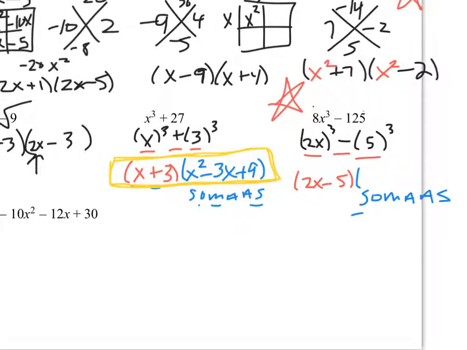Square your first term, 4x squared. Opposite sign, instead of a minus, it's a plus. Multiply your terms. 2x times 5 is 10x. Don't worry about that negative. You already dealt with it. A is always add, and S is square your last term.